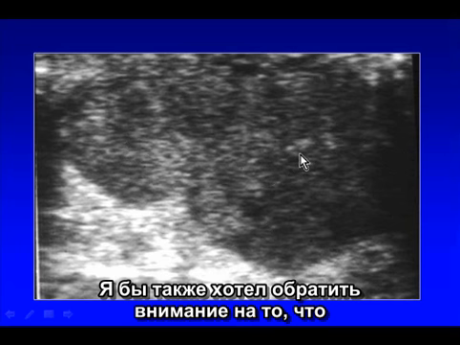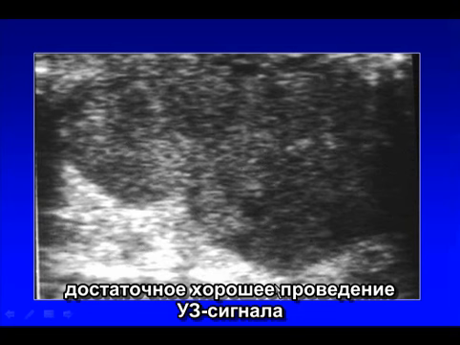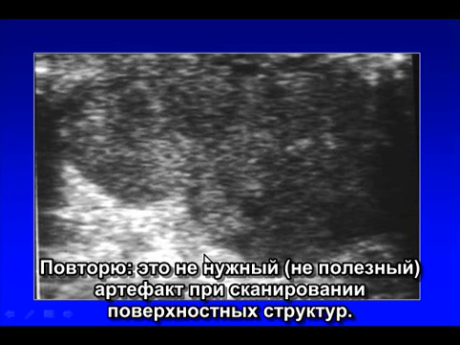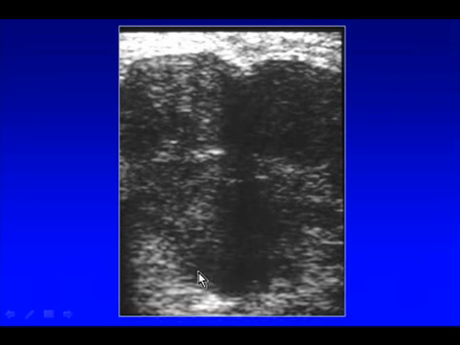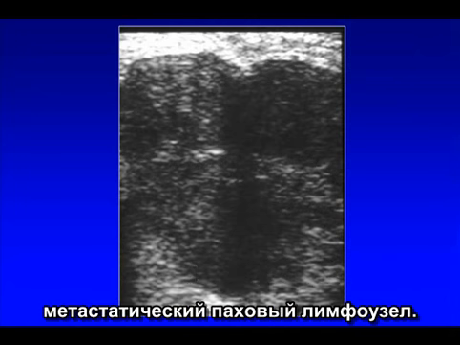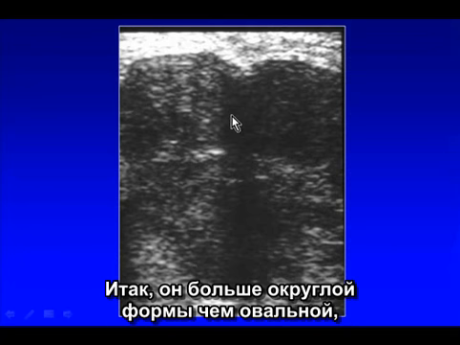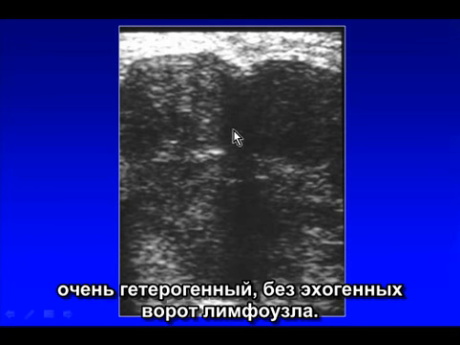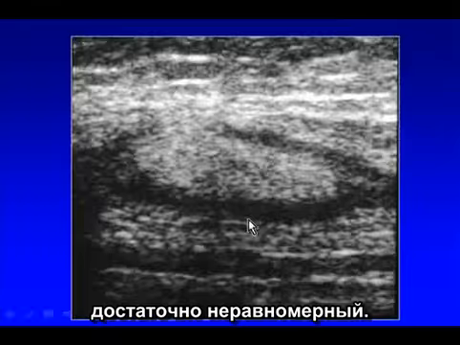I also want to give, just in case I've not already made the point, that there was a lot of good through transmission through this metastatic lesion. Again, not helpful in these superficial tissues. Here's another metastatic lymph node from melanoma, a metastatic inguinal lymph node. Again, rounded rather than oval, very heterogeneous, no echogenic hilum. It had increased flow on color Doppler, not shown here, in sort of an irregular pattern.